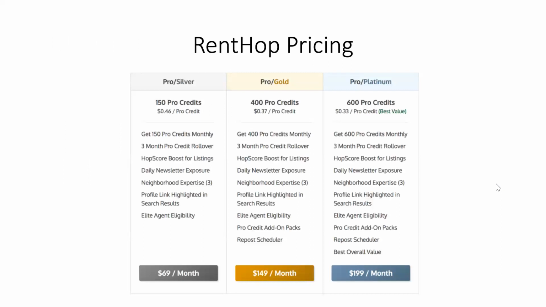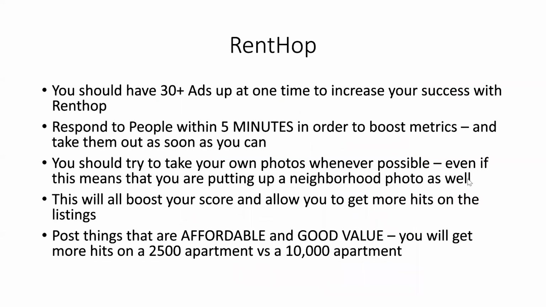Again, the pricing, and our suggestion is to at least start with the Pro Silver. Basically, for 50 credits, it's about $70 a month. For 400 credits, it's about $150 a month. And for 600 credits, it's $199 a month. These credits will allow you to post listings, and I think it's about 2 credits per post. So you either get 75, 200, or 300 posts per month of listings.